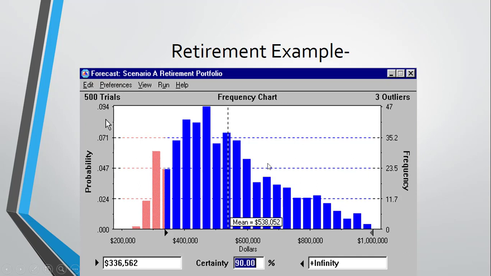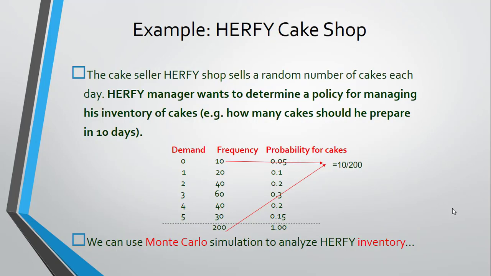The forecast for the retirement portfolio scenario could be this outcome. This is $600,000 here. The mean is 538. You could be as high as $1 million here, or as low as 300,000 something, depending upon the different factors we considered. So this is a Monte Carlo simulation used in portfolio management and planning. Let's take another example.